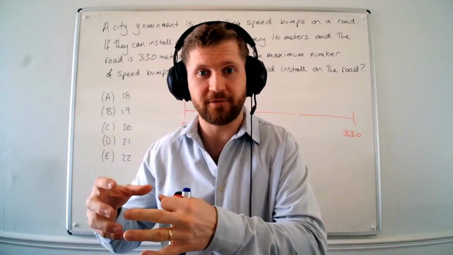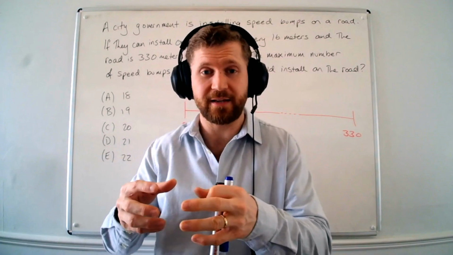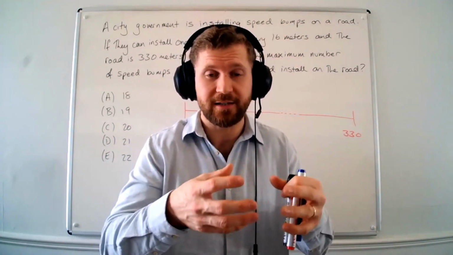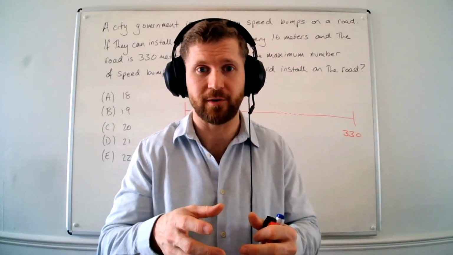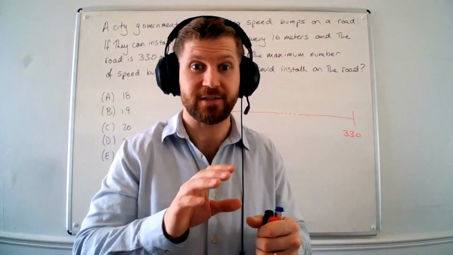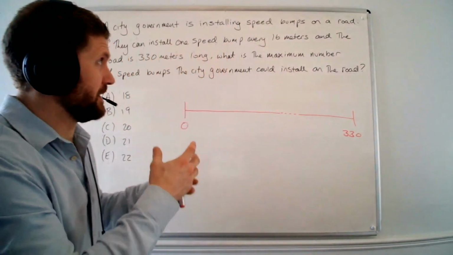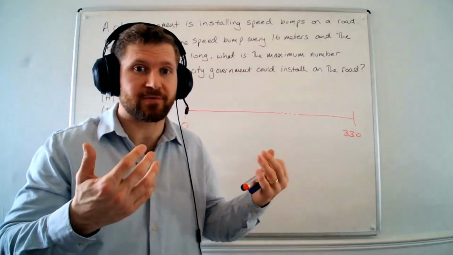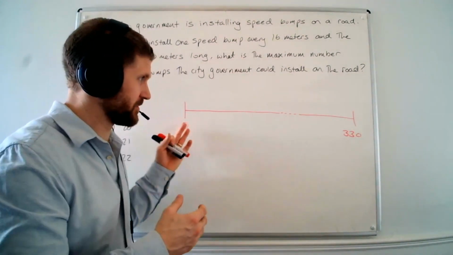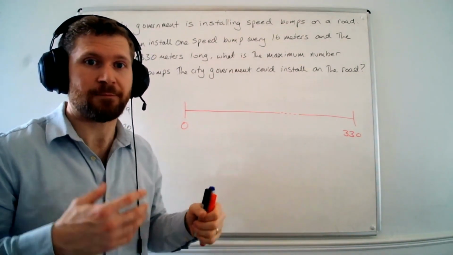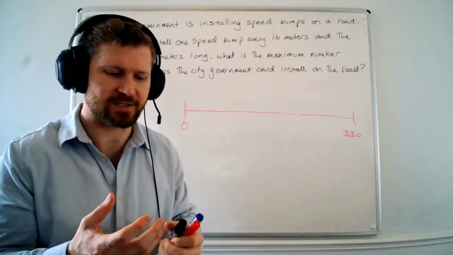So I'm taking a bit of that summing process and just looking at it in isolation, and then we'll put it into the whole when we get to the next problem. All right, so bear with me a second. This is going to be helpful. Now, in this question, I've got this scenario. I've got a city government installing speed bumps. I've got a road that's 330 meters long, and we're going to put a speed bump in every 16 meters.